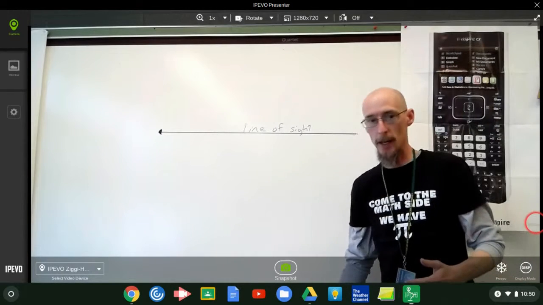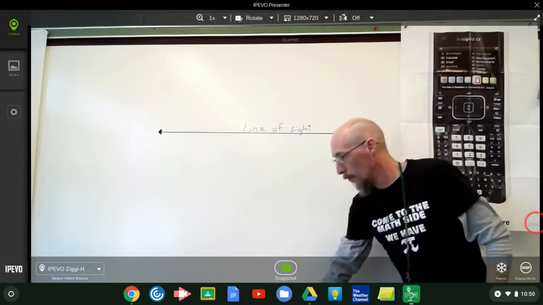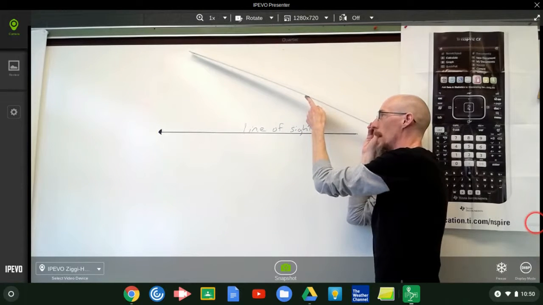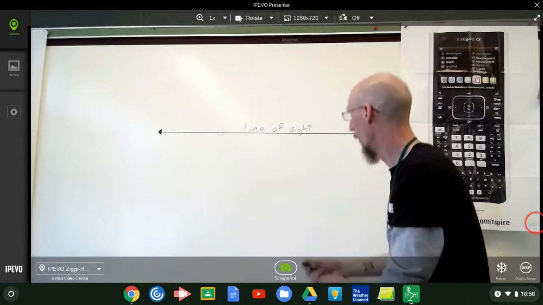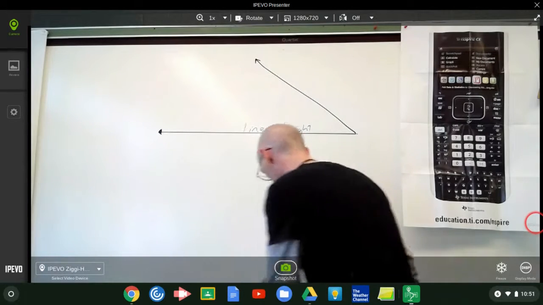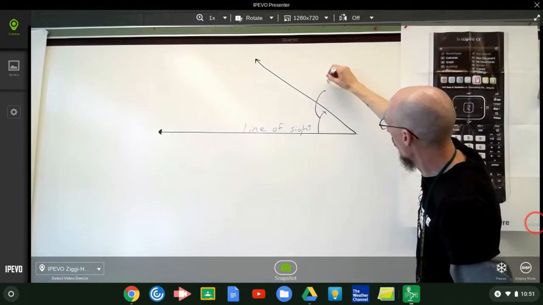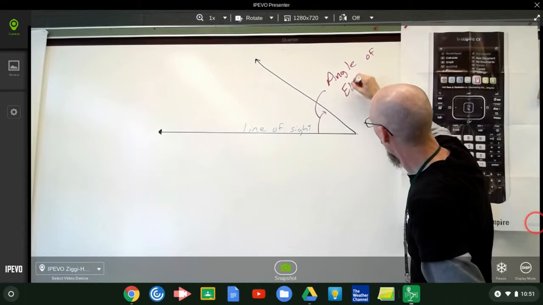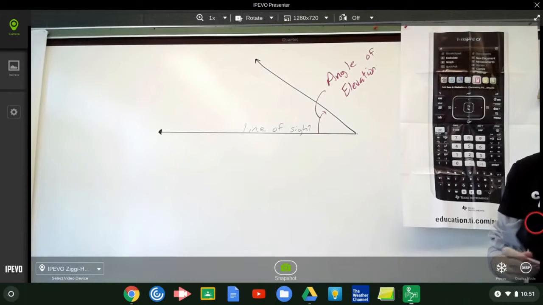Now, as I look at the line of sight, I could look upwards or I could look down. Well, if I take my gaze and I look upwards, that's called an angle of elevation, is what I've created. So when I look in an upwards direction from the horizontal, this angle here going upwards is an angle of elevation, because we're looking upwards that way, okay?